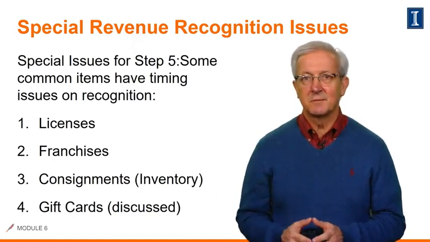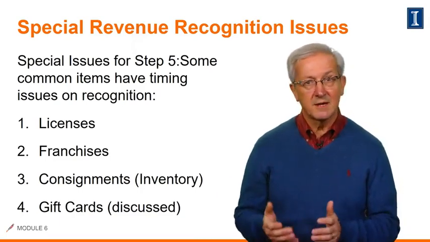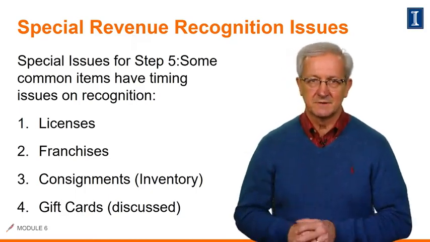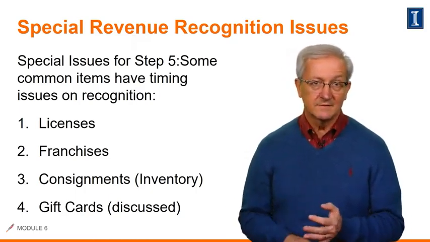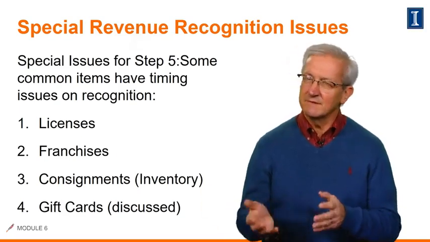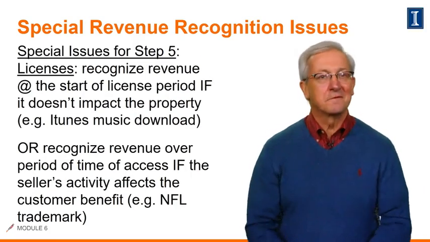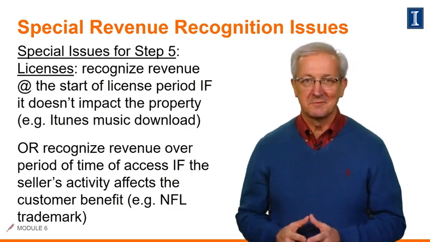Next, let's discuss some of the special issues related to step number 5 of revenue recognition. Some of the common items have miscellaneous timing issues related to recognition: licenses, franchises, consignments, which relates to inventory, as well as gift cards, which we talked about in the early part of this course as well.